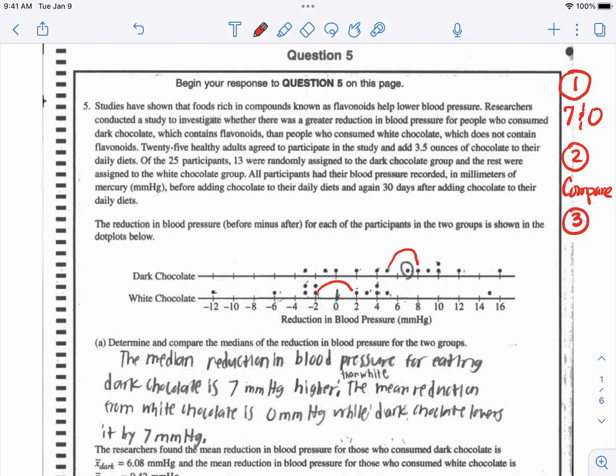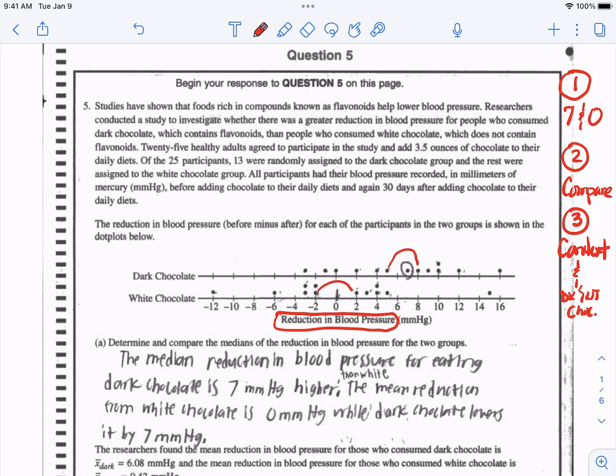Step 3 for full credit is context. And the context in this problem is reduction in blood pressure. It's basically the variable that's being measured in this problem. So they needed to talk about reduction in blood pressure to get the context. And the rubric also said they must include both dark and white chocolate. And from what I've seen, it looks like students kind of put that in automatically. So I would be surprised if too many students left that out, since that's really part of the full description that they need to have there.